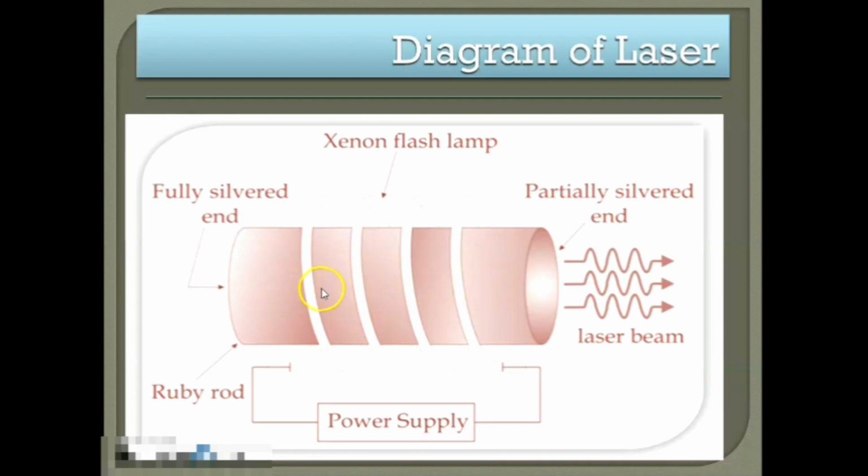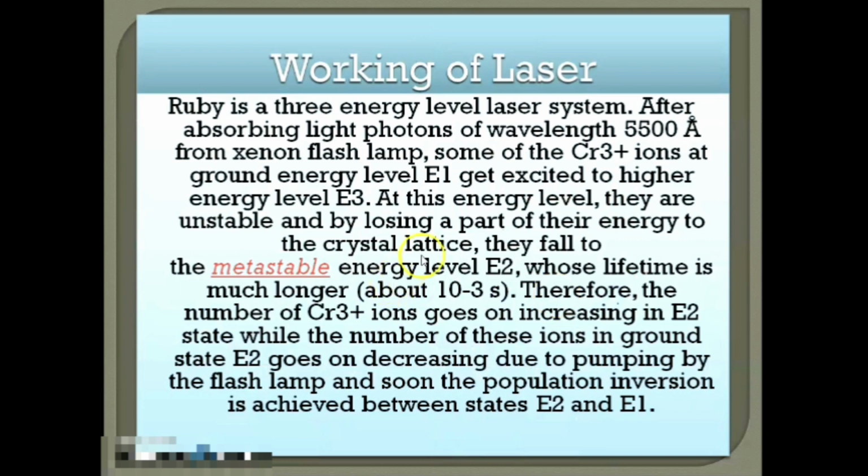The wavelength of the photons flashing from this flash lamp is 5500 angstrom, and we will get photons of Ruby laser from this side, and the wavelength of these photons is 6943 angstrom, and this is actually the Ruby laser beam. The chromium ions which are available in the Ruby rod get energy from the xenon flash lamp and become excited.